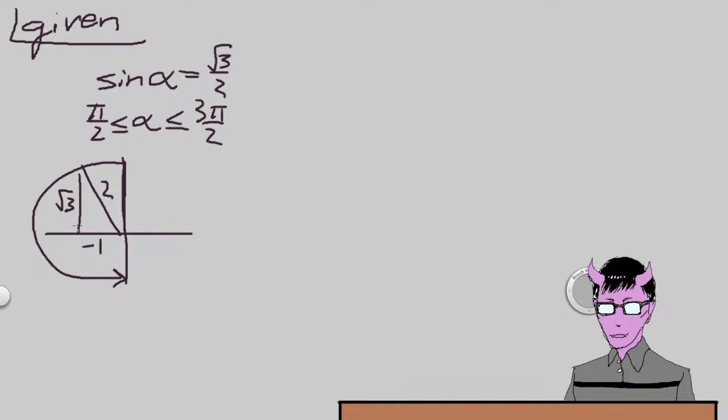Adjacent is negative 1. So thus the reference angle is right there. So this one is alpha from here to there. We don't need to know exactly what it is. We don't care. Alright, so that's the first piece of information, and then the second piece of information given is... I should have written this first. Yeah, I'm just doing the problem midway.